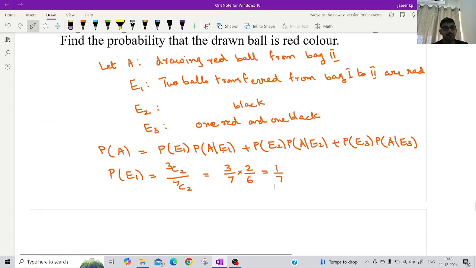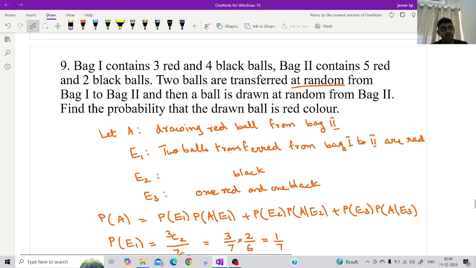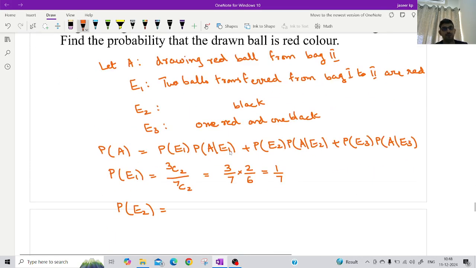Then same way P of E2, both are black. So you have to find out how many blacks are there. 4 blacks. So it is 4 by 7 into 3 by 6. So that will come as 2 by 7. Again it can be done with 4C2 by 7C2 also. Without replacement can be done with the help of combination also.